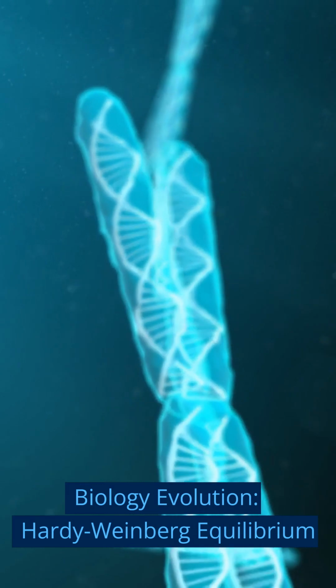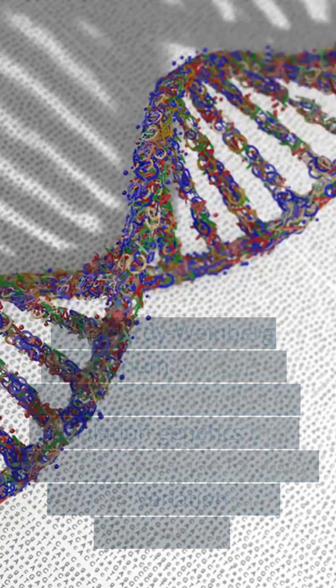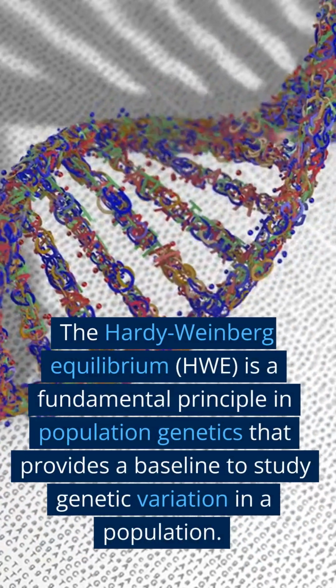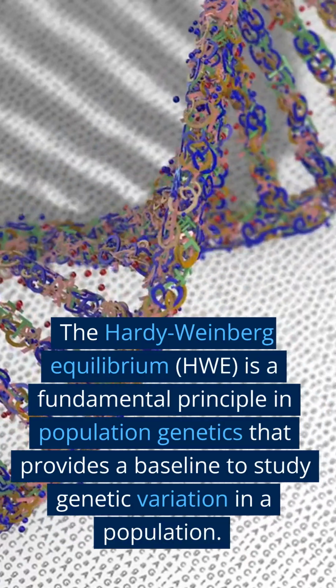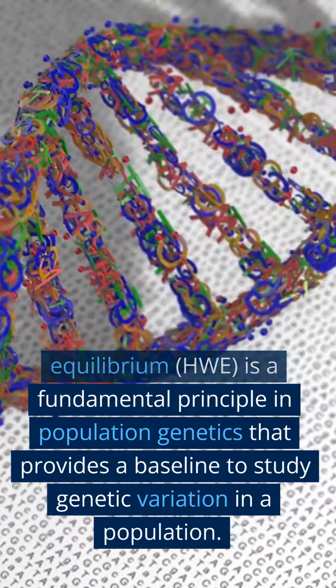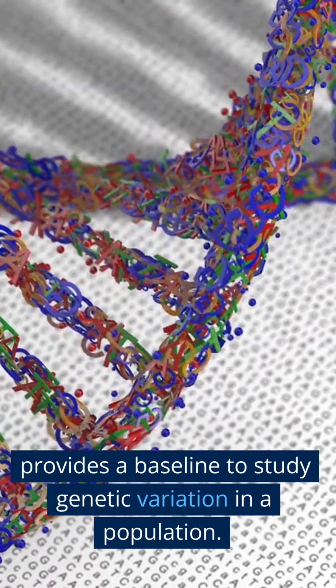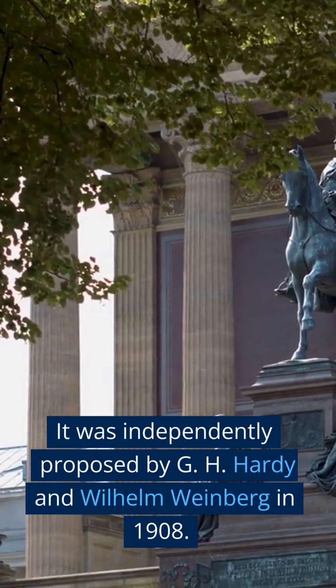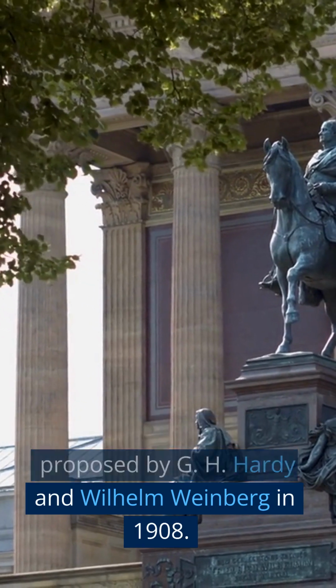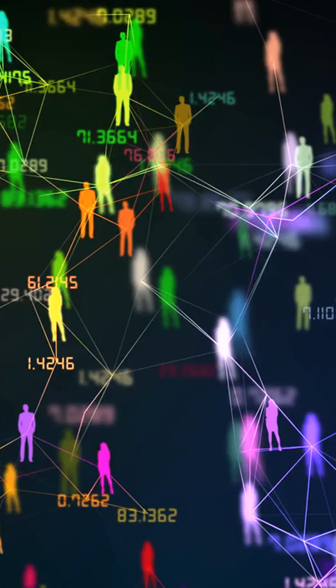Biology evolution, Hardy-Weinberg equilibrium. The Hardy-Weinberg equilibrium, HWE, is a fundamental principle in population genetics that provides a baseline to study genetic variation in a population. It was independently proposed by G. H. Hardy and Wilhelm Weinberg in 1908.